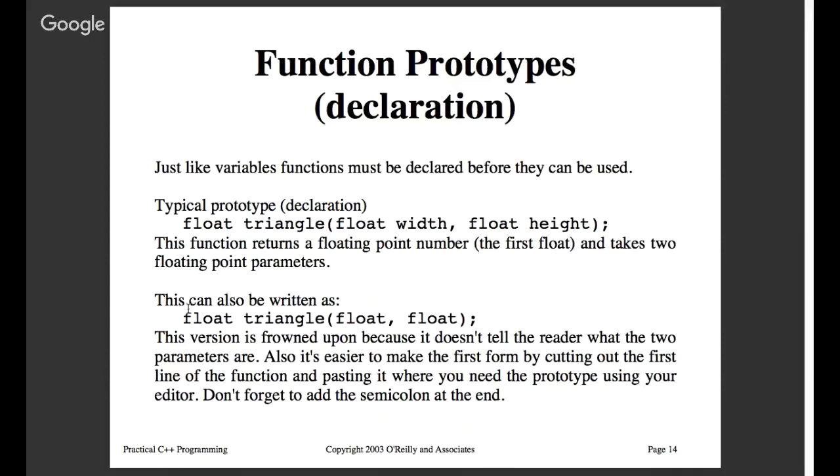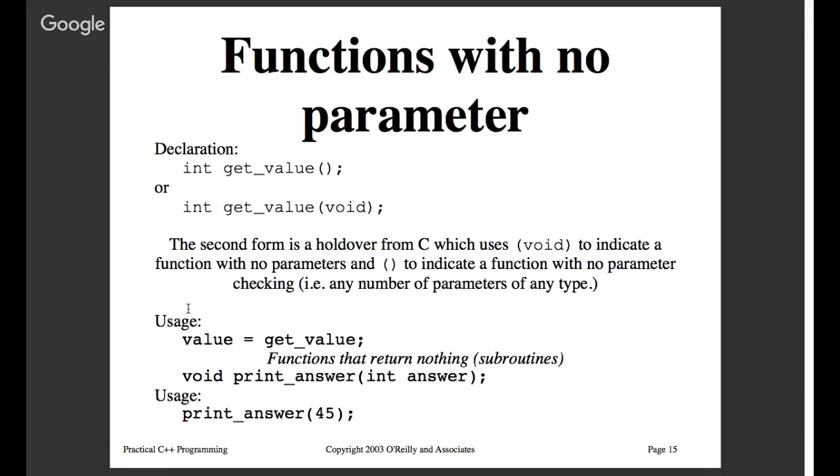It's also easier to make a first form by cutting out the first line of the function and pasting it wherever you need to. Don't forget a semicolon at the end. Functions with no parameters are still allowed in modern day C++. You can definitely do that.